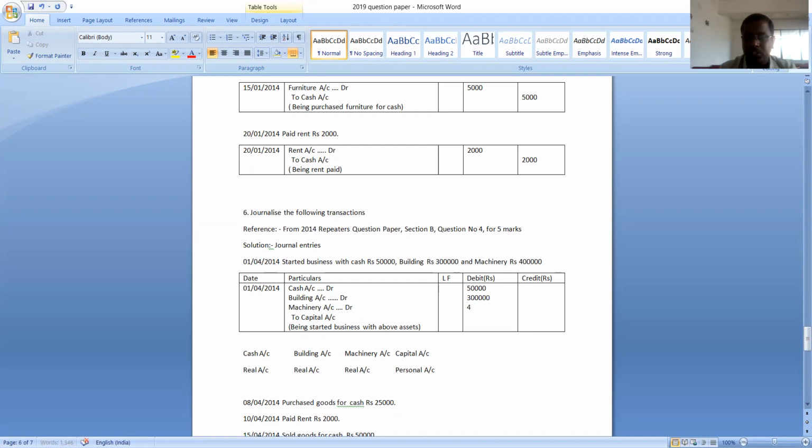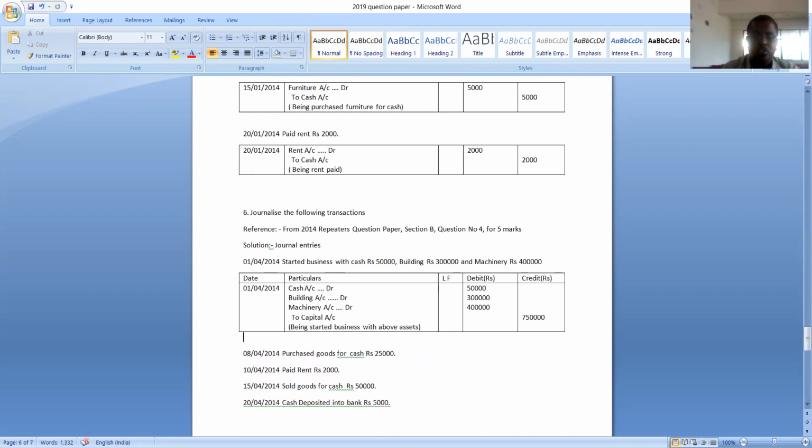What is the value of machinery? It is rupees 4 lakhs. So total investment made by owner is how much? It is rupees 7,50,000. How did you get this 7,50,000? 50,000 rupees in the form of cash, 3 lakh rupees in the form of building, and 4 lakh rupees in the form of machinery. So total investment is rupees 7,50,000. Okay. Let us move to the next transaction.